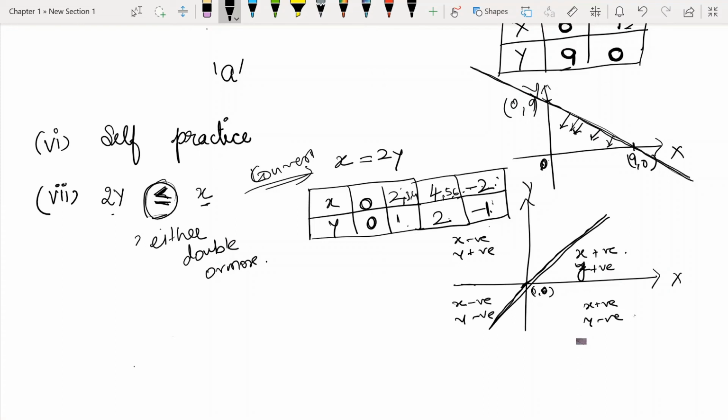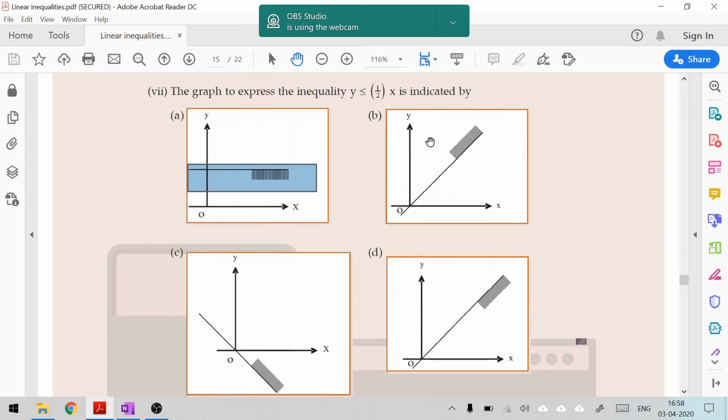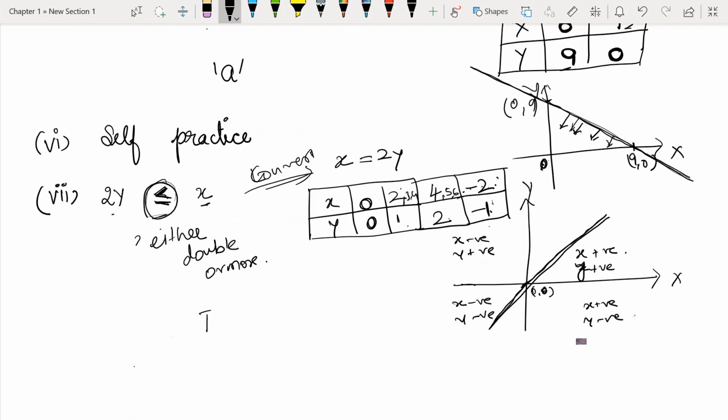Is it the above region or the below region? Now look at the options. This is towards the y-axis, this is towards the x-axis. So for these kinds of lines, we will say towards the y-axis or towards the x-axis. Which one is true? I will just tell you a simple methodology. If you see, x will always be greater. It will be minimum 2 or more than 2. So it should go towards the x-axis.